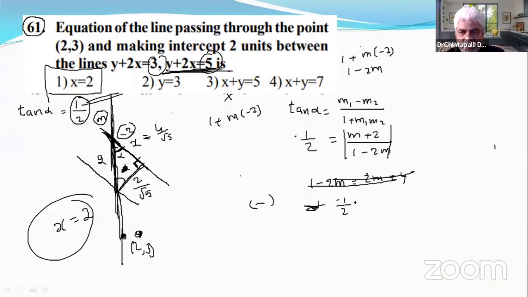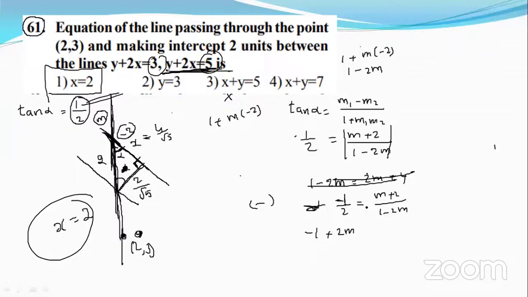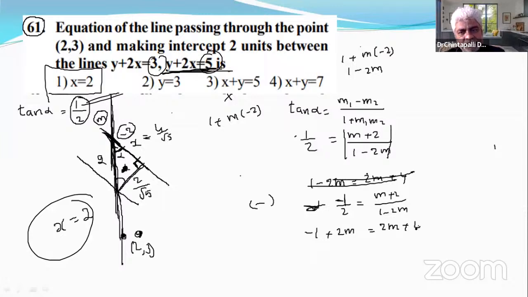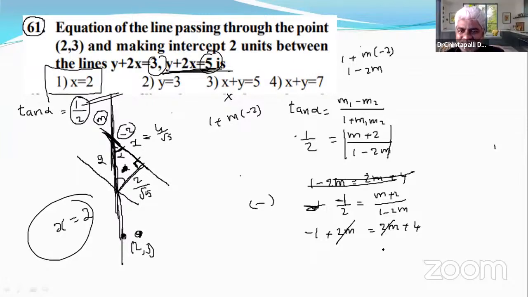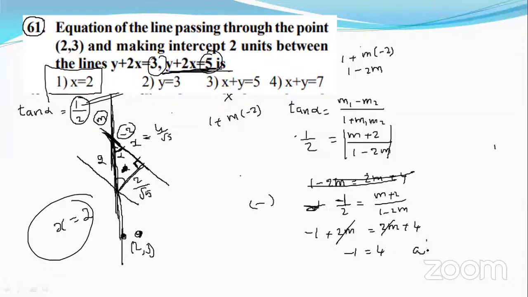Minus 1 by 2 is equal to m plus 2 by 1 minus 2m. Now try to solve it. Minus 1 plus 2m. We are multiplying by minus 1, right? Yes, sir. Is equal to 2m plus 4. You will be surprised. 1 is not equal to 4, sir. 2m, 2m cancel. 1 is not equal to 4. Minus 1 is equal to 4. It is absurd.